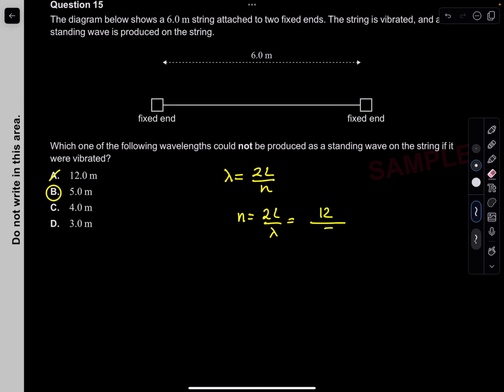If you summon 4, the next one is going to be 3, which is a whole number. So that produces a standing wave. That's wrong. And what about 3? Also, that's going to be 4. It's going to be an integer value, so it's going to create a standing wave. So that's also wrong. So just choose B as your answer.